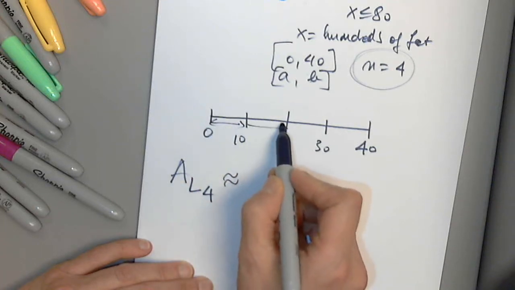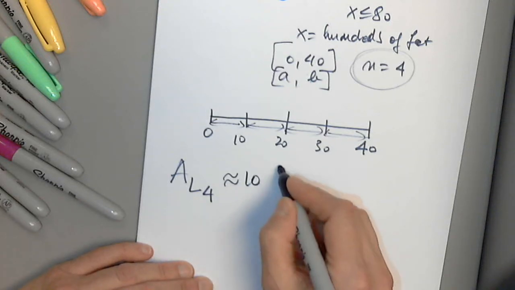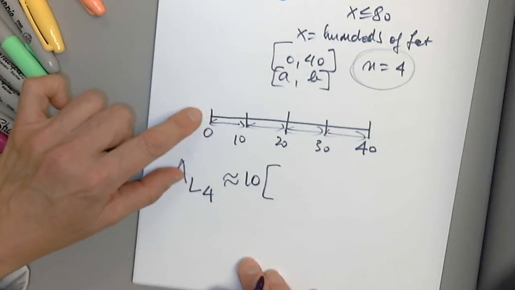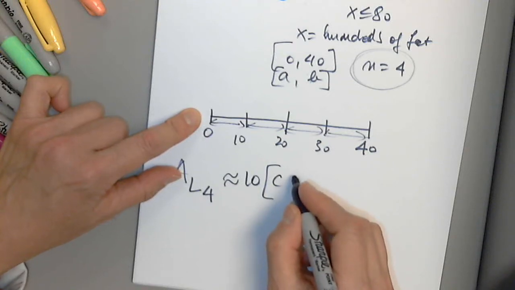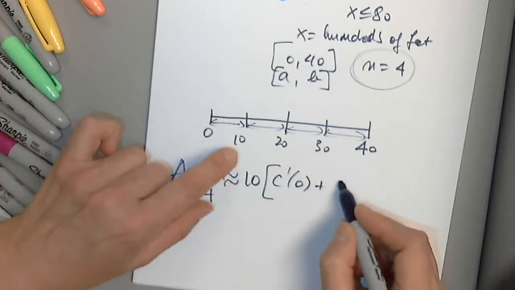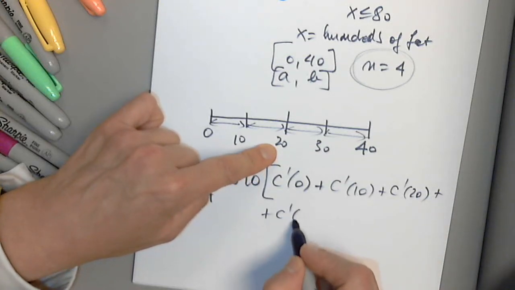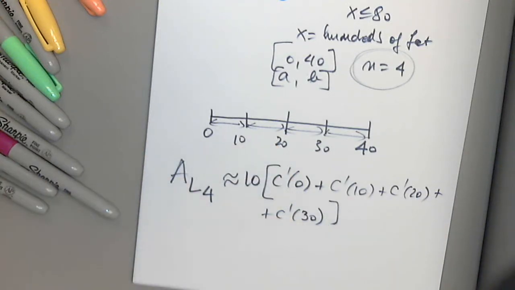what is the width of the base of each rectangle? 10. Very good. So if we are using the leftmost point, I have to write 10 times C prime of 0 plus C prime of 10 plus C prime of 20 plus C prime of 30. What would I have done for finding the same thing with the rightmost point? I will still have 10, but I will have C prime of 10 plus C prime of 20, C prime of 30 plus C prime of 40.